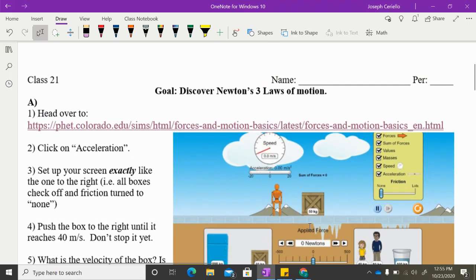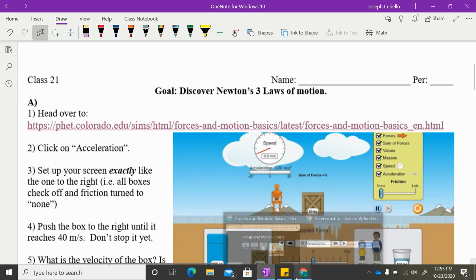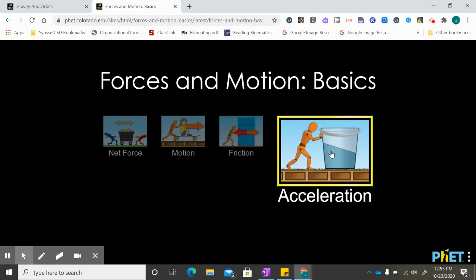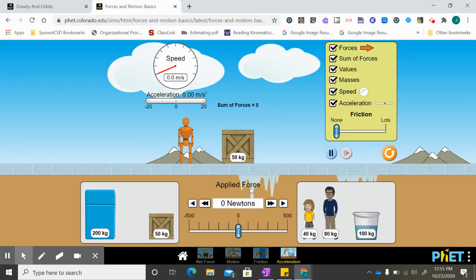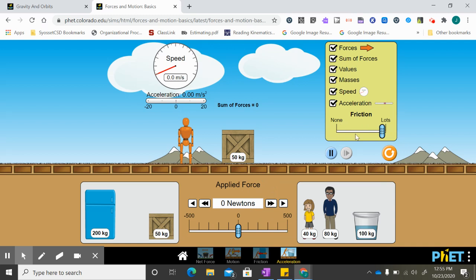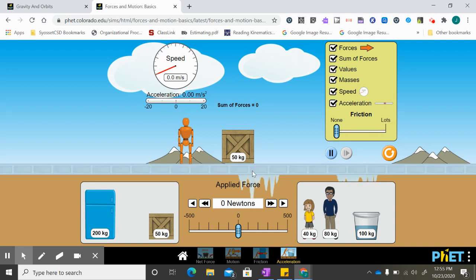Everyone, so we're looking at class number 21. Our goal is to discover Newton's three laws of motion. So the first thing we're going to do is head over to this PhET simulation. When you head over there, make sure you click on the acceleration one. That's very important. You're going to turn the friction down to none, so you get this icy surface. Make sure all these boxes are checked.